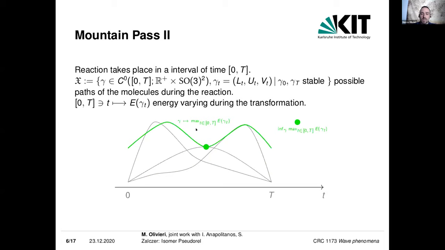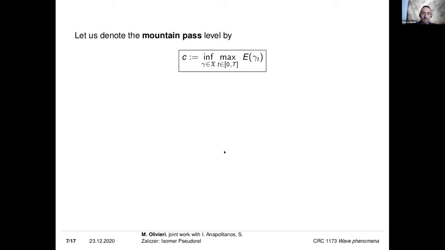And if we consider this point, this dot, as the minimal activation energy, this is what we are really interested in, because it's the minimal activation energy that we have to furnish such that the configuration of the molecules attains the most convenient configuration, if we understand which path this is, such that the reaction can take place. But it has to be said that finding precisely this path is a huge task. So at least we can say that there's a minimizing sequence of paths such that this point, that is called the mountain pass, because as you can see, it somehow resembles a mountain pass, is reached. So let's call C the mountain pass, that is the minimal activation energy along every possible path of reaction.